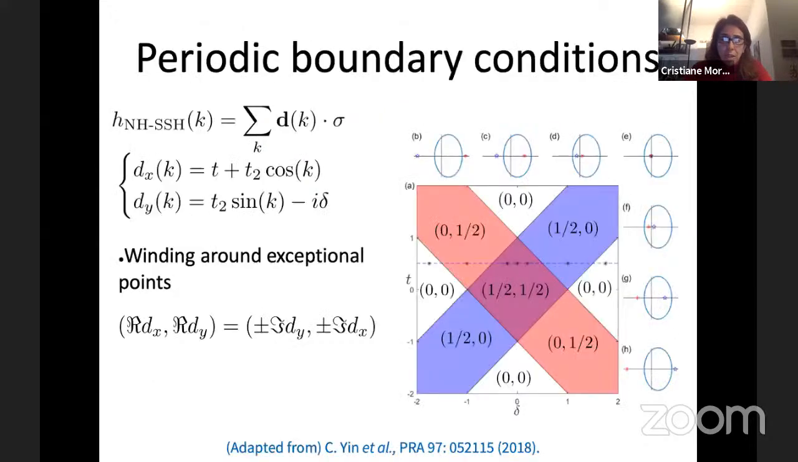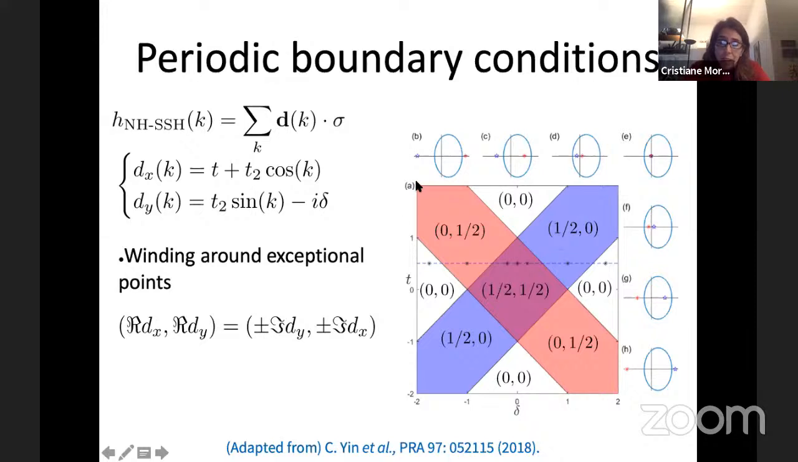So let's first then look at the energies. For the non-Hermitian SSH, if I write my Hamiltonian as d dot sigma, we are going to see that we have winding around exceptional points. And the exceptional point that was before at 0 for the Hermitian case splits into this red and this blue exceptional points here, given when the real part of dx is equal to plus minus imaginary of dy, and the real of dy is plus minus imaginary of dx.